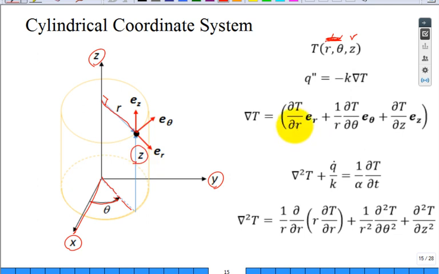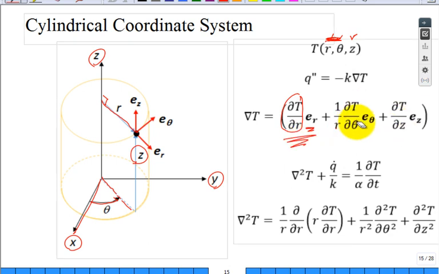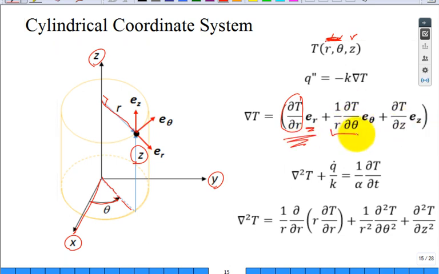So you still have the gradient operator. What's the change in the r times the unit vector in the r? What is the change here in the theta? But you need a 1 over r dT d theta. Don't forget the 1 over r, but guess what? Rarely use it anyway. Almost always we are down to only this one term. But for mathematical completeness, there's the full term. And then here it is for e z.